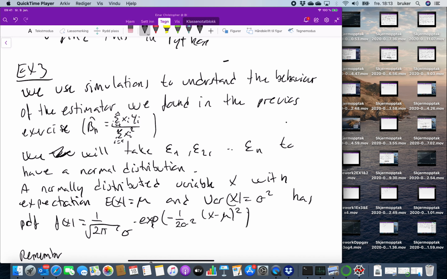Then it's exercise 3, homework 5. So we will here use the simulations to understand the behavior of the estimator we found in the previous exercise. Remember, the estimator was beta n hat equal the sum of the xi's times yi's divided by the sum of the xi squared.